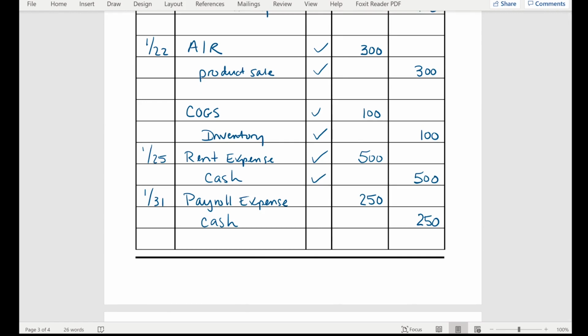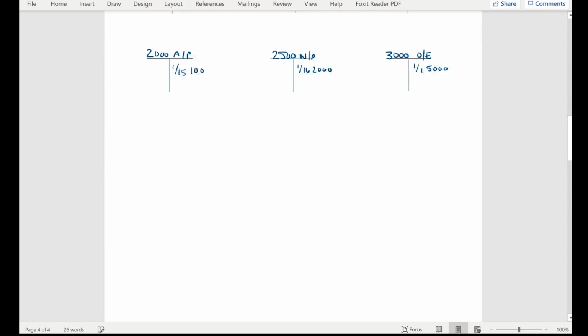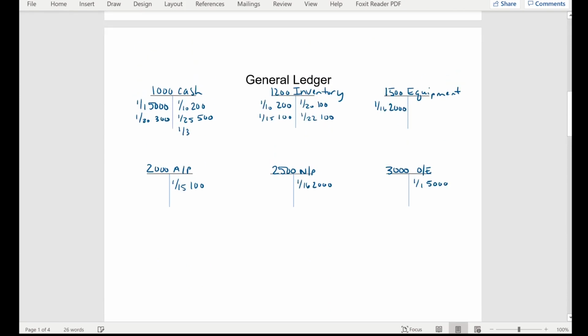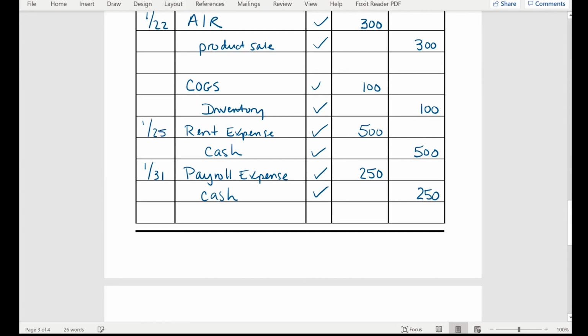And then the last journal entry on here is for payroll expense. So we're going to debit payroll expense for $250 and we're going to credit cash for $250. So on 1/31, we're going to debit payroll expense for $250. Then we're going to go back up to our cash account and we're going to credit the cash account for $250. Come back down, and make sure that those are checked off. That's just a high-level overview of some typical journal entries and then how those transfer to the general ledger.